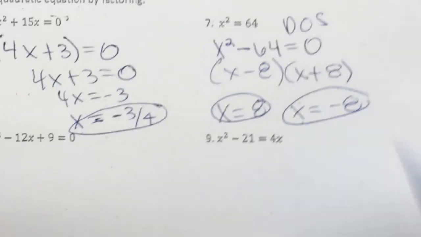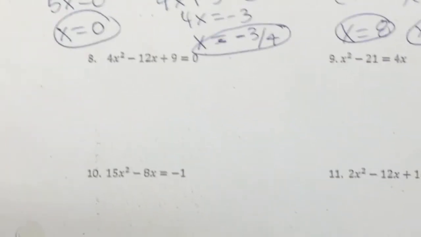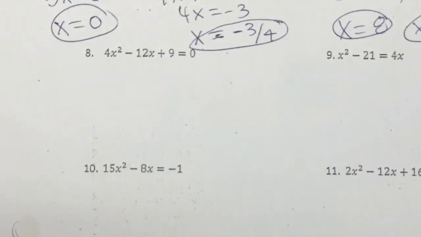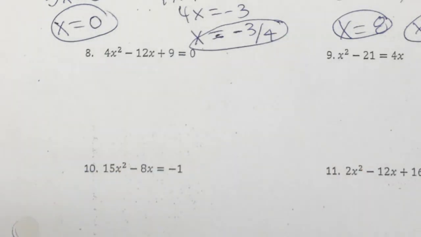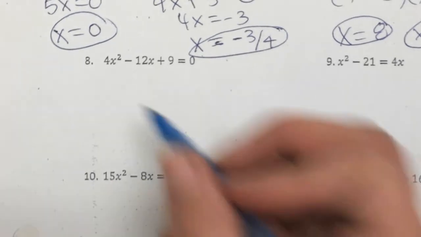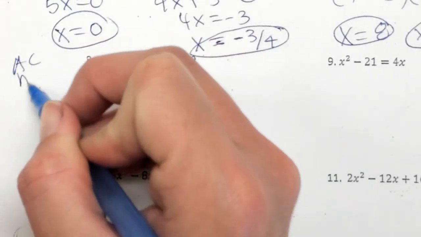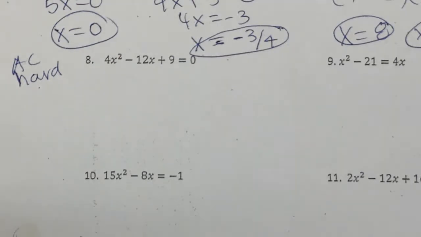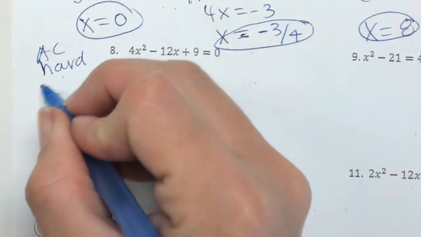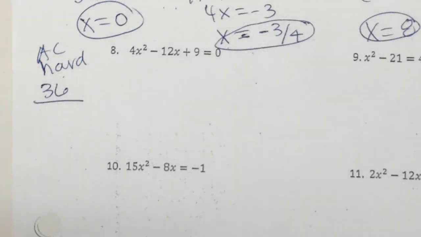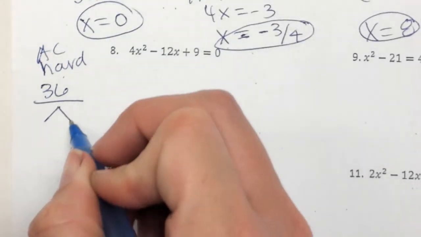Yes. Alright. What method for number 8 should we use? AC hard. Yes, because is there anything we could take out of these? Nope. None of these have anything in common, so AC hard. And what is A times C in this one? Which is 36, good. Tell me factors of 36 that can add together to give me negative 12.